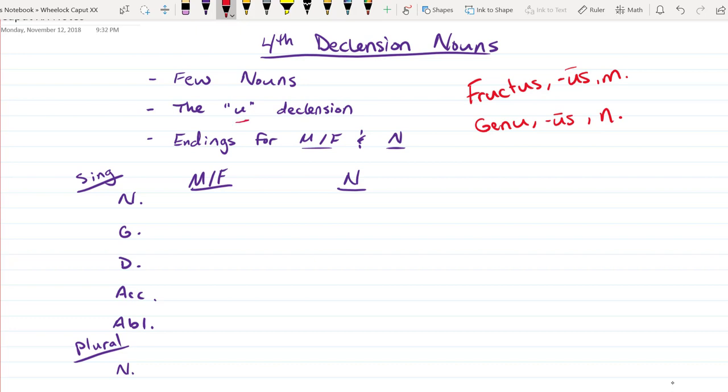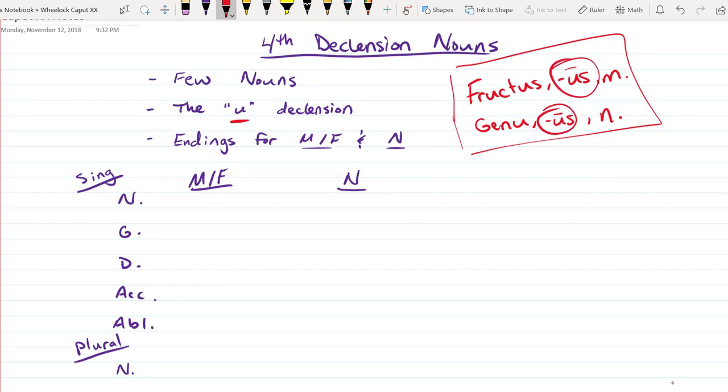And really, it's known as the U declension, or at least that's what I'm going to call it. And that's because there's a ton of U's. If we look at words like fructus and genu, both of them have a genitive ending that's a long US, which is going to tell you, hey, that's the fourth declension ending there. If you see that, just like we had AE for first, or I for second, or IS for third, US is fourth declension.